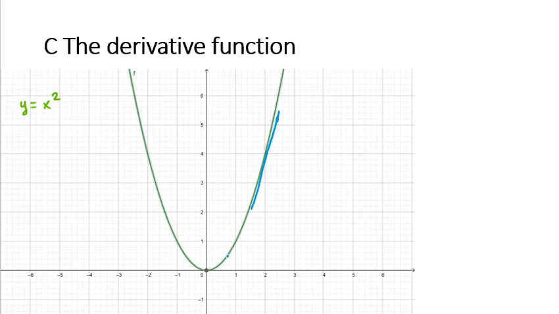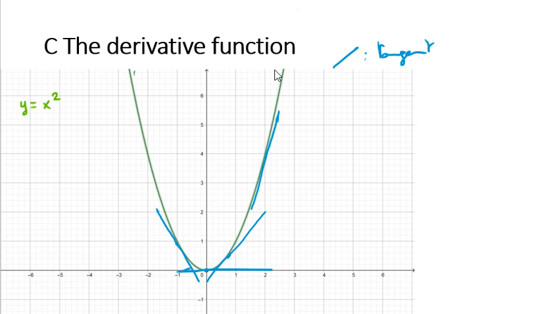And this point here, it will look like this. And this point here, it will be a horizontal line. Here it will be like this. So this line is always the tangent.